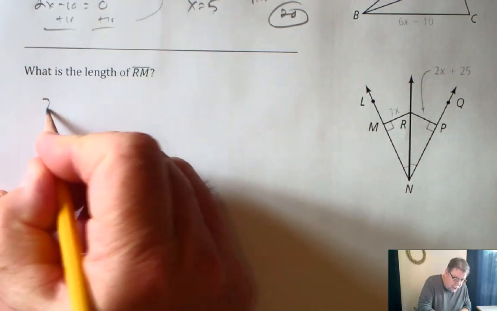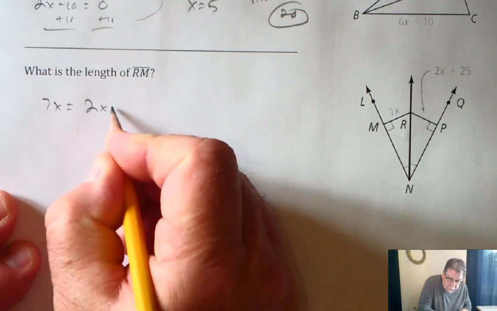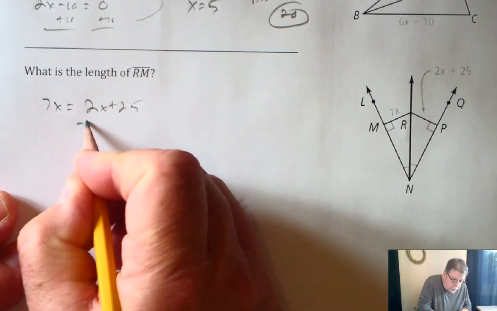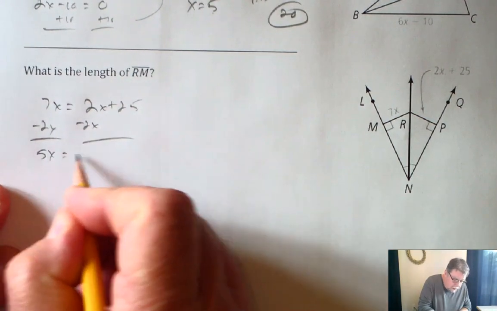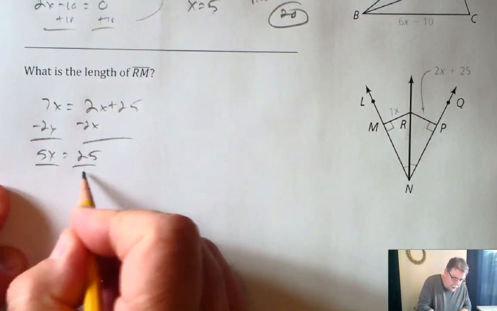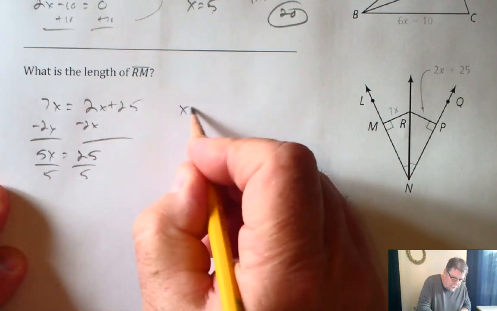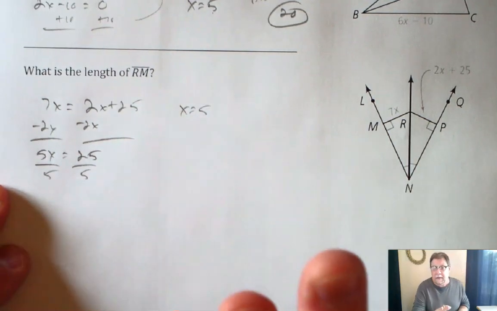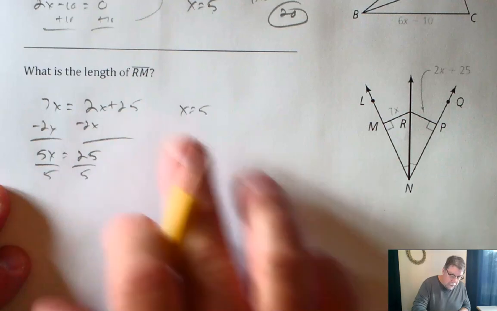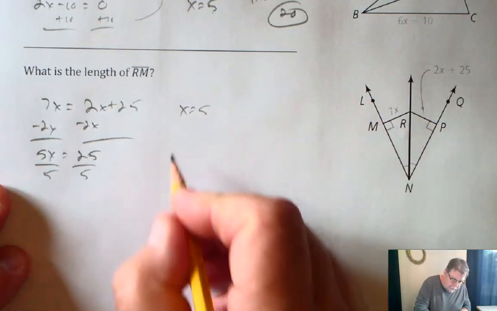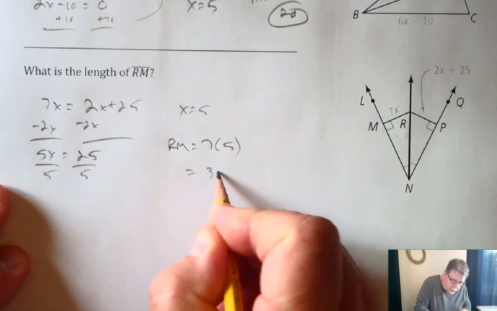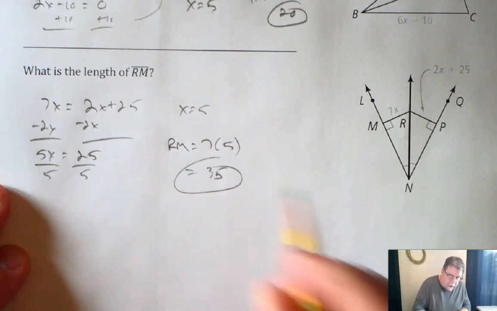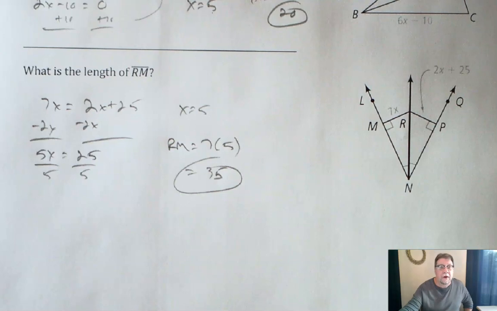So again, we set them equal to each other. And we will solve for x. Divide by 5, x is 5. Again, not the answer. We've got to go one more step. We have to find RM. RM is 7x. So RM is 7 times 5, or 35 would be the length of RM. And there's your notes and examples for section F2.